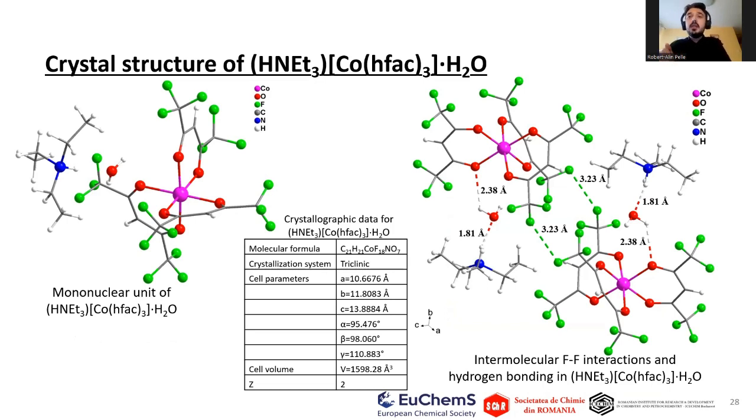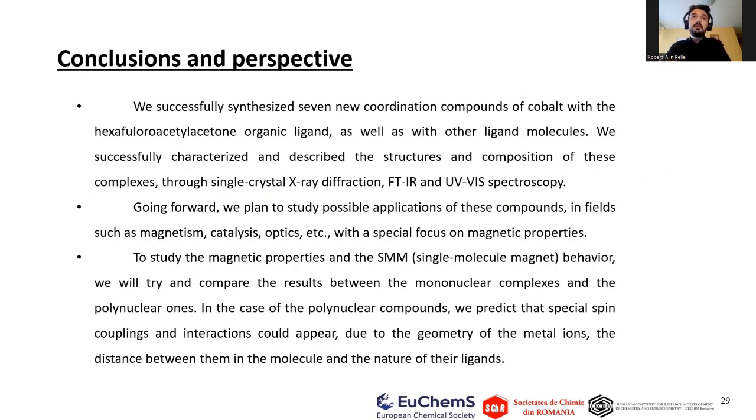On the right, we see intermolecular interactions. We have again fluorine-fluorine possible interactions at 3.23 angstrom and hydrogen bonding between atoms from the H5 molecules.